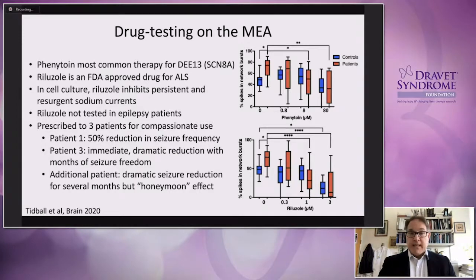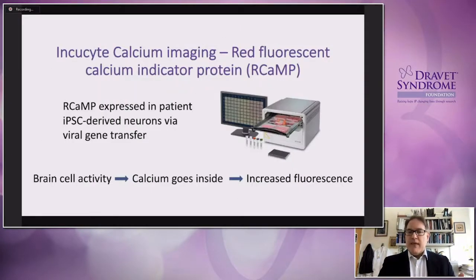I want to move on to calcium imaging. And that device that I mentioned before, the Incucyte, which goes right in the incubator, we use what's called a fluorescent calcium indicator protein, RCAMP. We express it using a virus in the stem cell-derived neurons. And when brain cells are active, calcium goes inside the cells, and this increases the fluorescence when the cells express a calcium indicator.